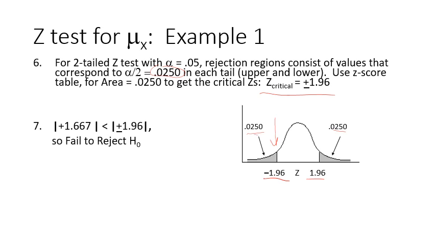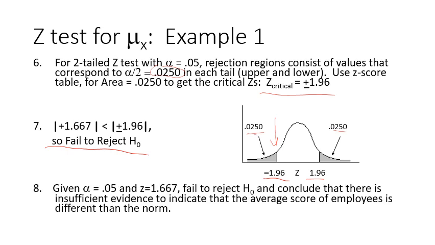1.667 is not greater than or equal to 1.96, so therefore we fail to reject H0. If our observed value had been greater than 1.96, this is where we would say reject H0. But it's not greater than 1.96, therefore we fail to reject H0. And then we state this in terms of the problem, that is, given an alpha of 0.05 and a z equals 1.667. This is basically APA style of saying statistics. So you've stated back out what you found and your alpha.